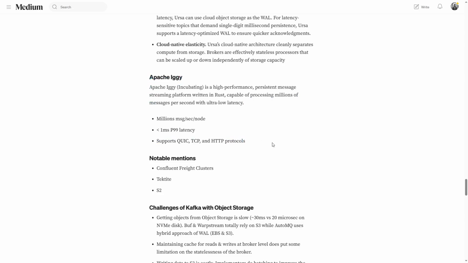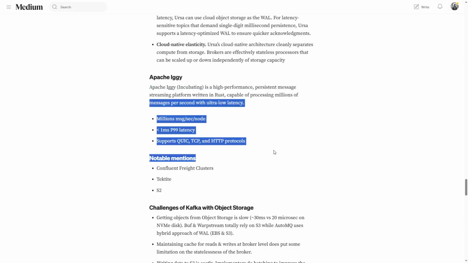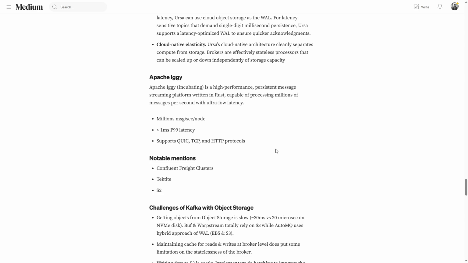We also have another project called Apache Iggy, which is a persistent message streaming platform written in Rust, capable of processing millions of messages per second with ultra low latency. But as of now, this is still in incubating status, so this is something which we can look up, but it is not production ready.